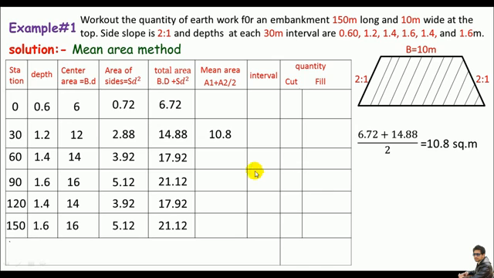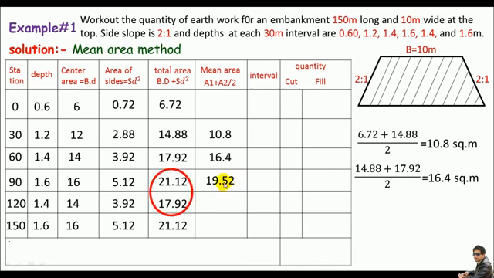And then the mean area for station 30 and station 60, we can of course add these two and divide them by 2. So 14.88 plus 17.92 divided by 2, we can get 16.4 square meter. I'll also plug this value over here in this table. And for the third and fourth station, we'll add these two and divide them by 2. We can get, of course, 19.52, and do the same for the remaining ones.